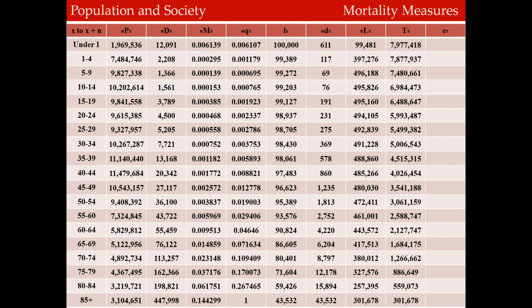And so in the end, we're going to have a cumulative number of years that someone can expect to live at each age range. But notice here that those who are the youngest live the most cumulative years, while those who are the oldest have the fewest cumulative years left. For example, those who are under the age of 1 can expect to live 7,977,418 person years. So we're almost done.